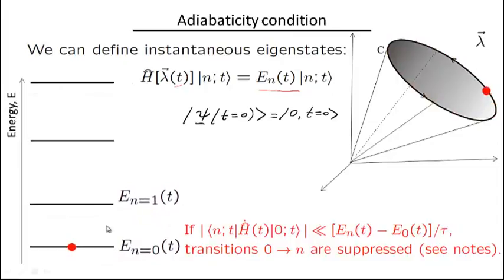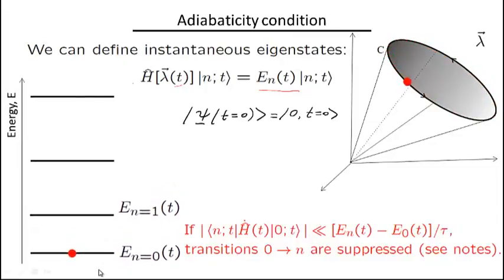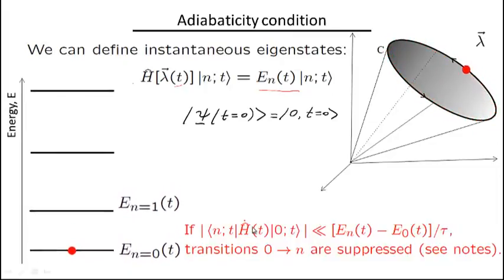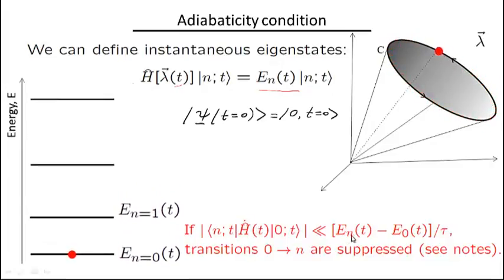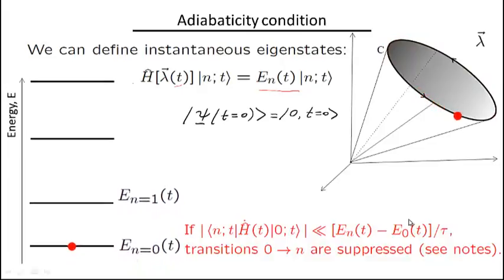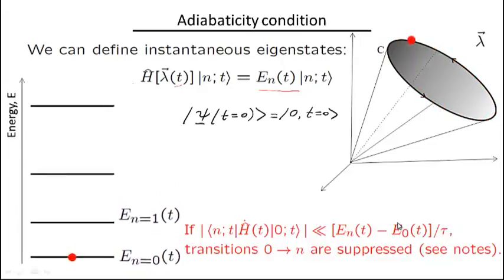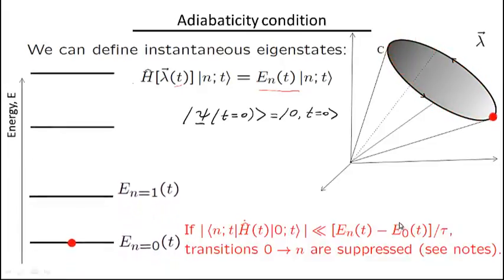But if the gaps don't close, if the level spacing remains large enough, and if the change in the Hamiltonian is slow enough, so we can satisfy this condition, then to a good approximation we can assume that the system remains in the ground state during the evolution.